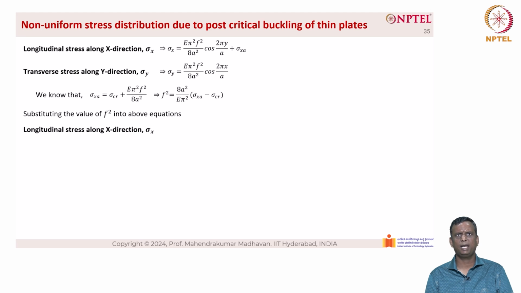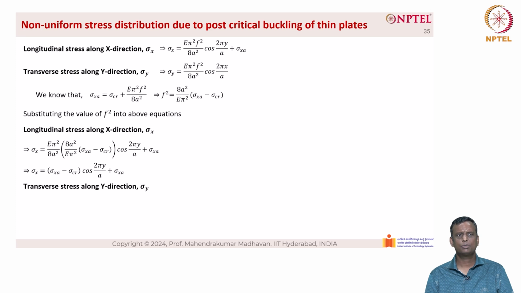Now substituting the value of f square into the above equations, we have the longitudinal stress along the x direction, sigma x, equal to E into pi square divided by 8a square, into 8a square divided by E pi square, into sigma xa minus sigma critical, into cos 2 pi y by a, plus sigma xa. So we can cancel the terms 8a square and E pi square. So we have sigma x equal to sigma xa minus sigma critical, into cos 2 pi y by a, plus sigma xa.